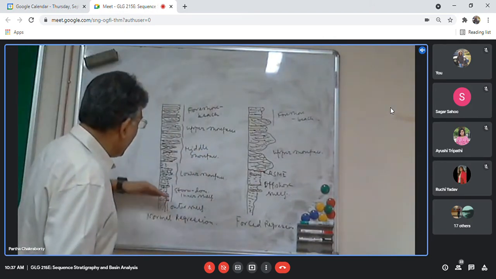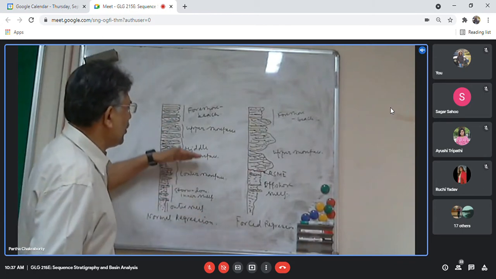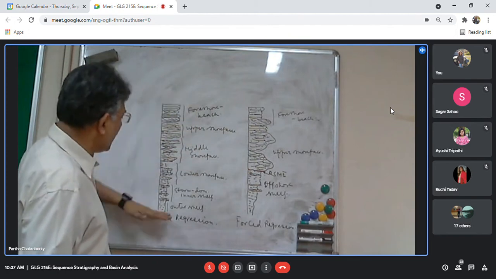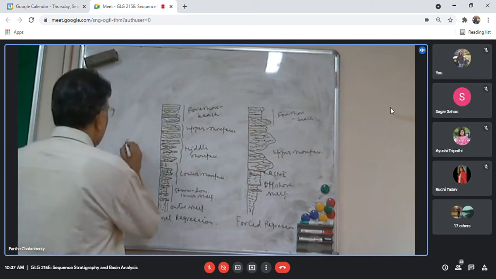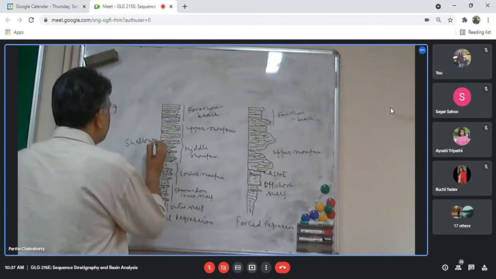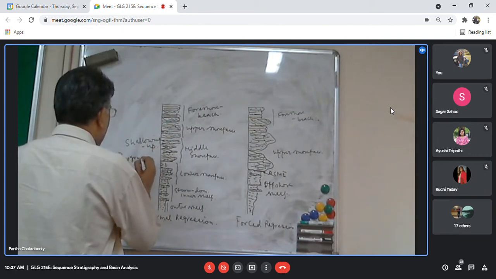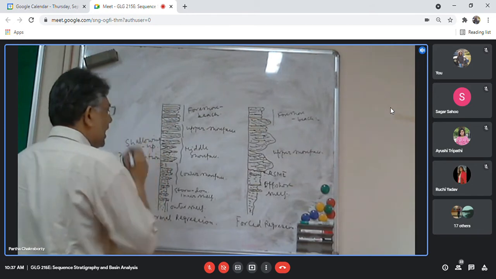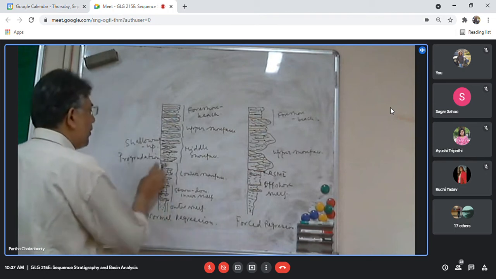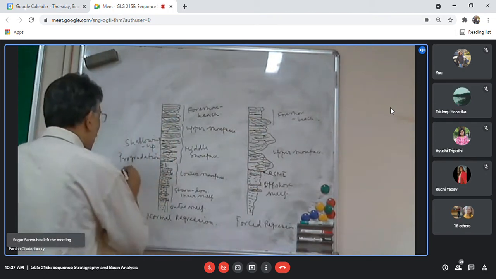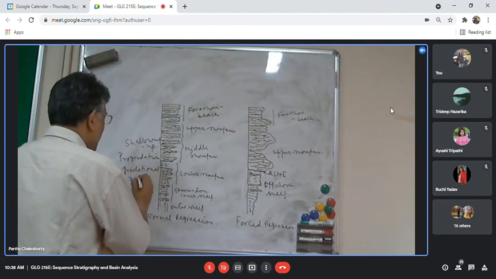And there will be a total gradation of the environment, right from outer shelf, then inner shelf, lower shoreface, middle shoreface, upper shoreface, foreshore. So they are gradationally shallowing up. So the entire succession will be a shallowing upward gradation, and the different environmental products and their mutual relationships are all gradational relationships.